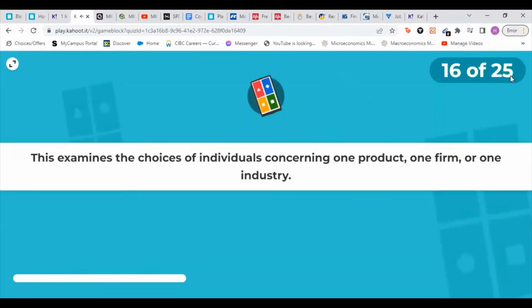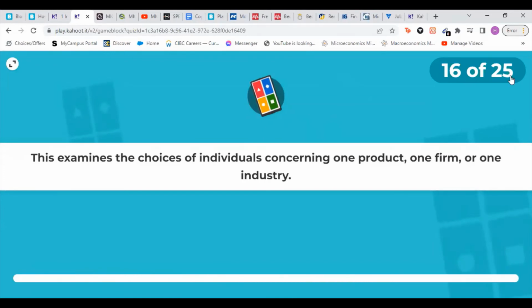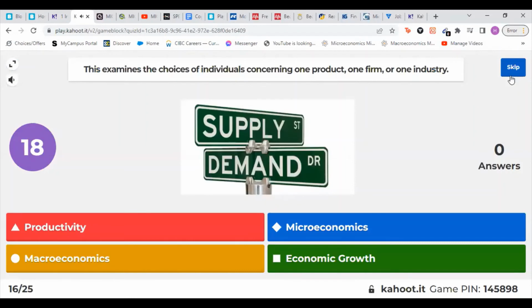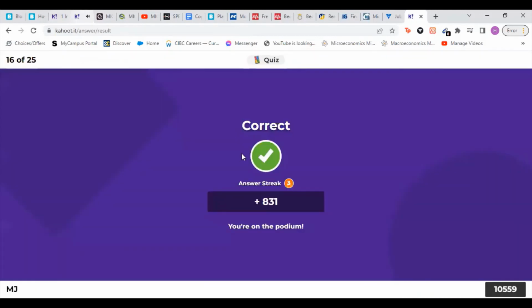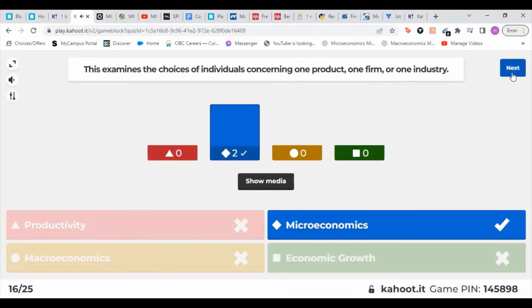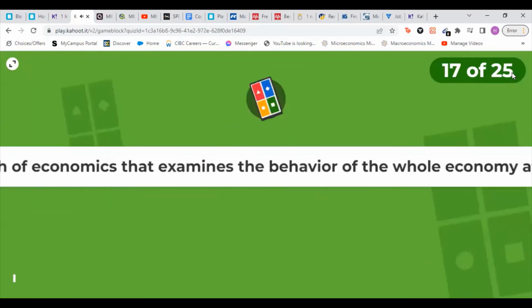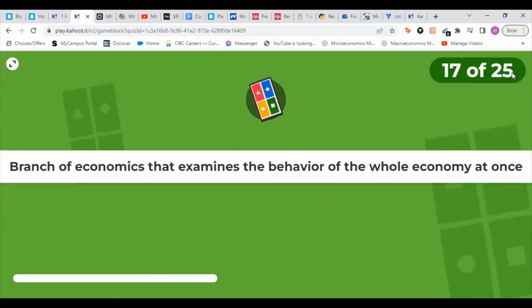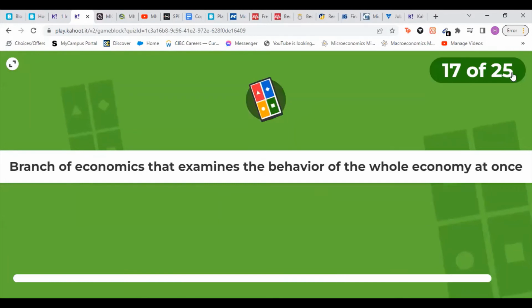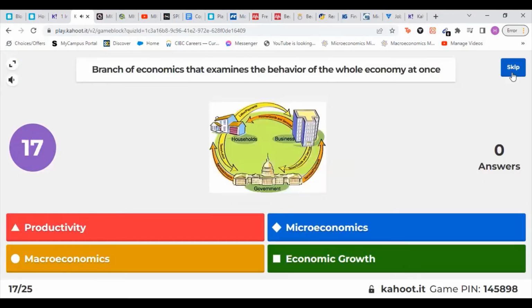And this examines the choice of individuals concerning one product, one firm, or one industry. Microeconomics. Great job, both of you. That's great. And then the branch of economics that examines the behavior of a whole economy at once. Macroeconomics. Excellent.